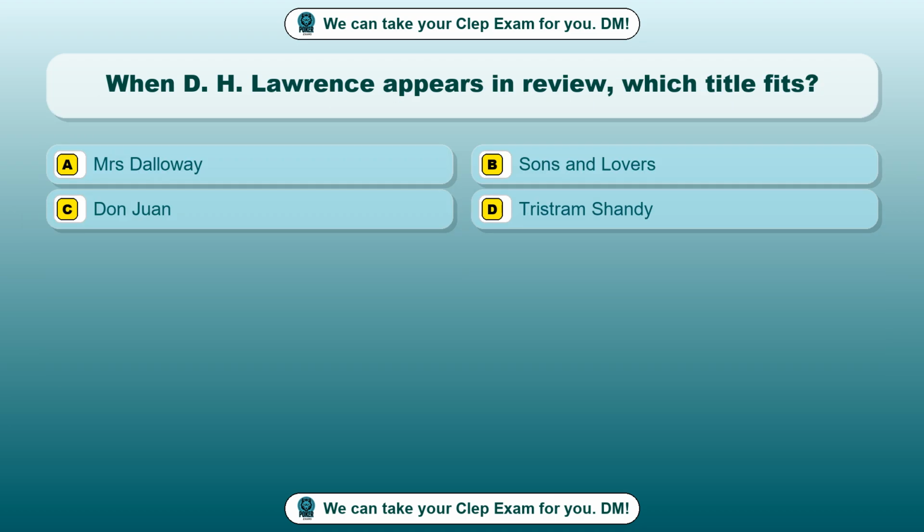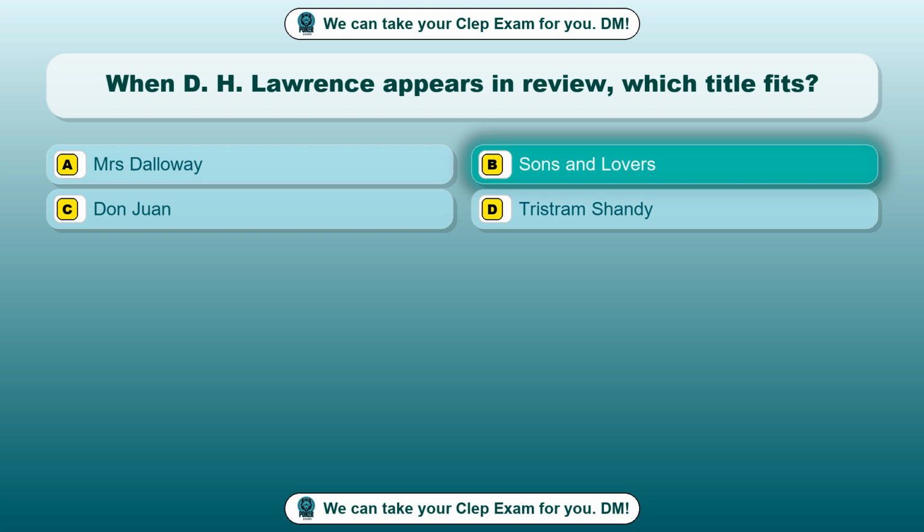Question 93. When D.H. Lawrence appears in review, which title fits? Option A, Mrs. Dalloway. Option B, Sons and Lovers. Option C, Don Juan. Option D, Tristram Shandy. The correct answer is option B, Sons and Lovers.